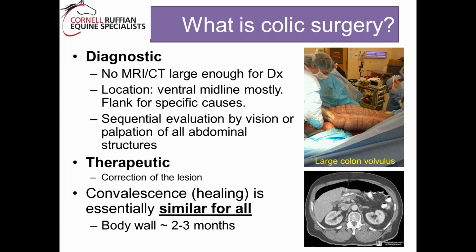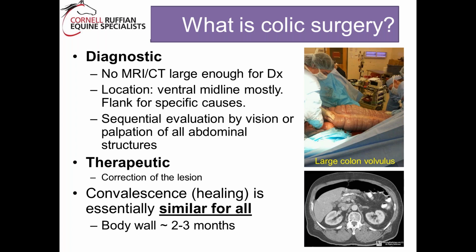Most surgeons will go through a ventral midline. Occasionally, you can go through a flank if you suspect, say, what's called a left dorsal displacement of the colon, which is a very specific type, or a uterine torsion. You can do it from a flank approach. But basically, what it involves when it's diagnostic is a sequential evaluation by vision or palpation, because there's much of the abdomen you can't exteriorize. So it's a sequential evaluation of all structures inside the abdomen. It's obviously therapeutic, so you find a lesion and you correct it, and hopefully correct it the first time.